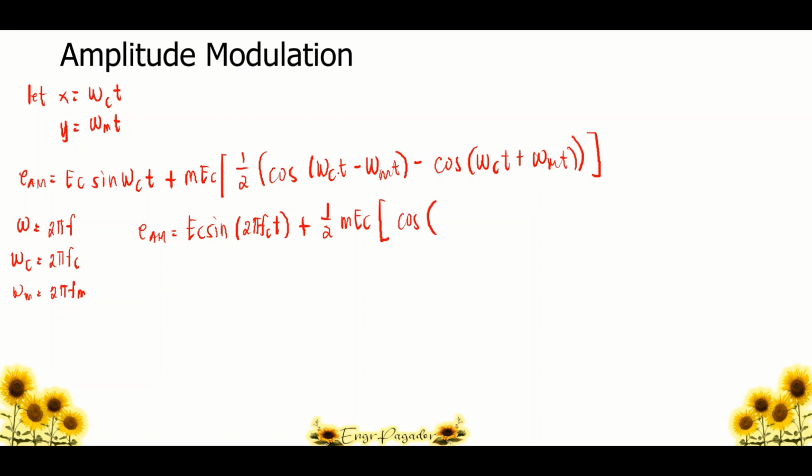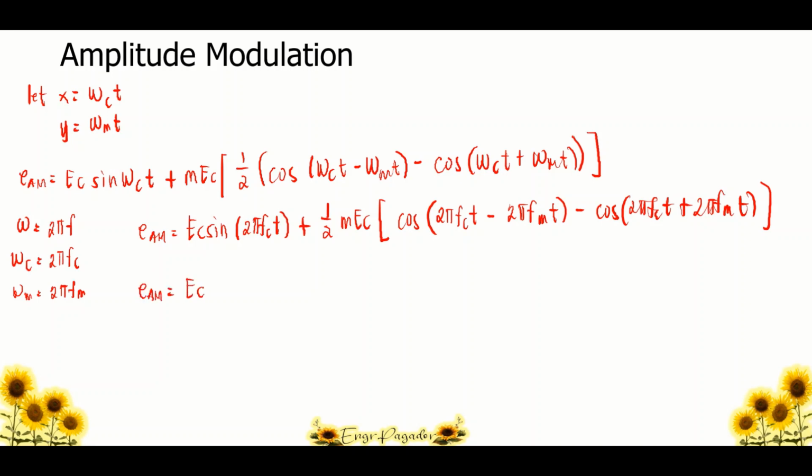Okay? Si omega ct natin, meron na naman tayong omega. So, palitan natin siya ng 2 pi f sub ct minus omega m. Omega sub m, 2 pi f sub m. So, 2 pi f sub mt minus cosine 2 pi f sub ct plus 2 pi f sub mt. Okay? So, let us further simplify. So, since common sa kanila si 2 pi, pwede natin siyang i-factor out.